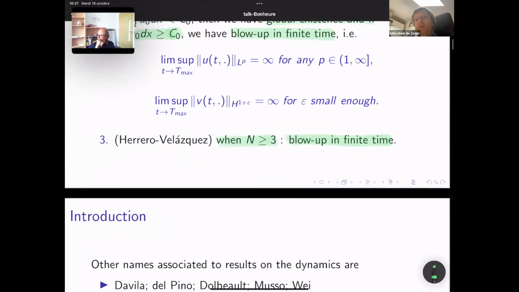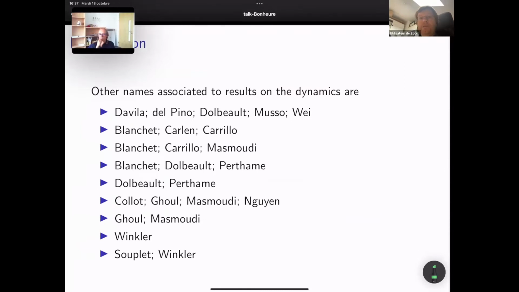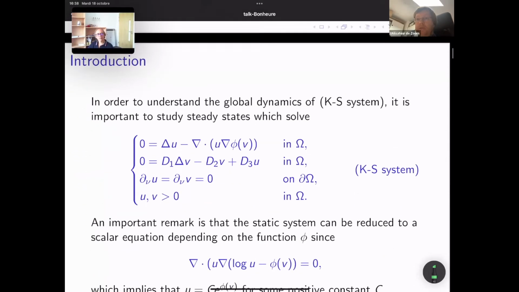There have been many more studies, and even a very recent result by Juan Manuel, Jean Dolbeault, Monica Musso, and Juncheng Wei. There are many other people associated to these problems, like Blanchet, Carrillo, and also Masmoudi, Winkler, and Souplet, and probably I missed some names. But there have been a lot of people working on the dynamics of this system. When you are studying the dynamics of a parabolic PDE, if you want to understand how the solution evolves in long time, it is interesting to study the stationary dynamics, so the steady states. And that's the purpose of my talk.